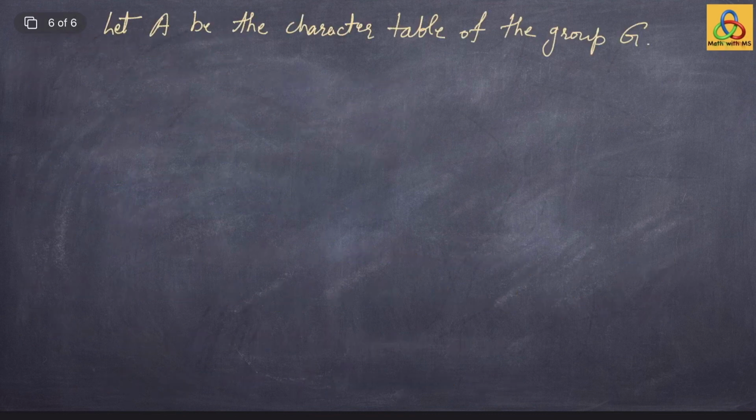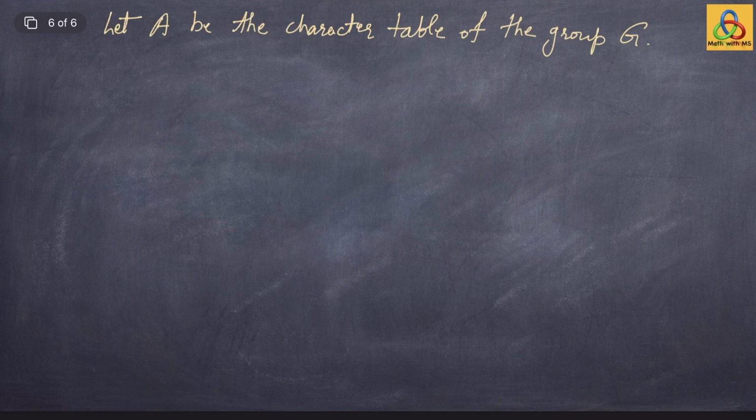Let A be the character table of the group G. Recall that a character table is a matrix where the columns are indexed by the conjugacy classes and the rows are indexed by the irreducible characters. Also, recall the fact that columns of a character table are orthogonal. Therefore, the character table is always invertible.